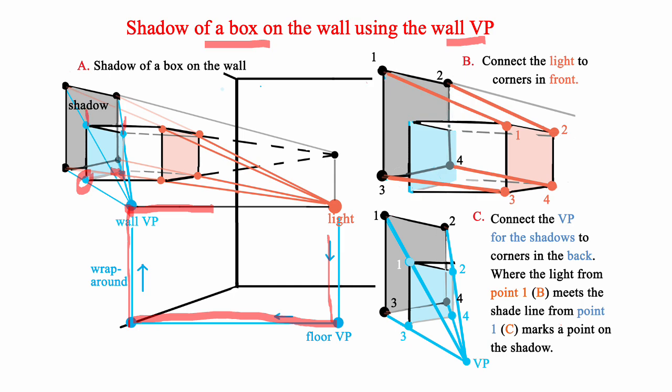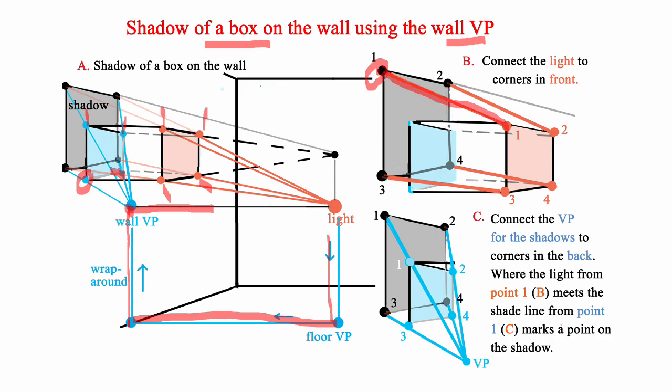We have light rays then going through the front corners of the box, not attached to the wall, which I call floating corners. So let's see how this works. Let's try to find this point on the shadow. So the light goes through the front corner.